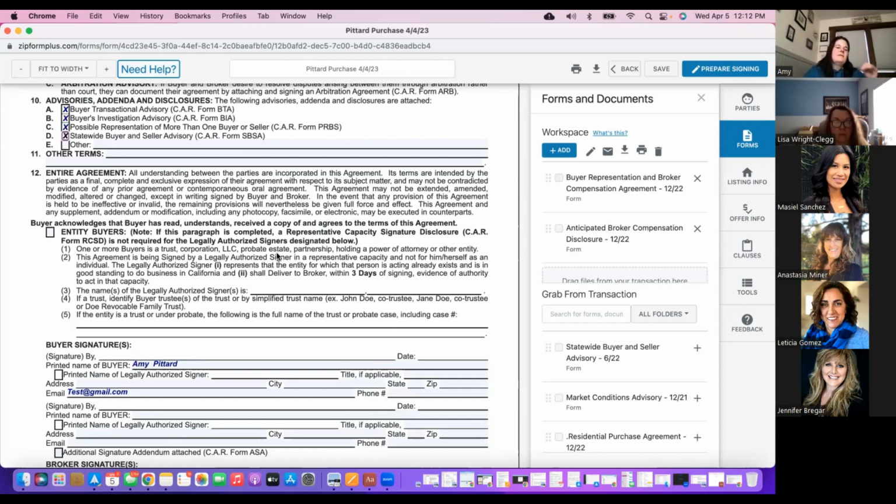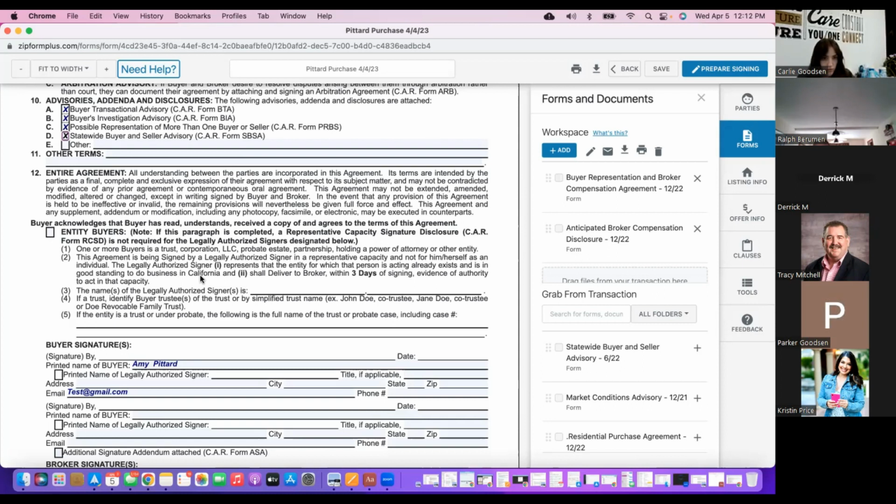It's a representative capacity. This agreement is being signed by a legally authorized signer in a representative capacity and not for him or herself as an individual. The legally authorized signer represents that the entity for which the person is acting already exists and is in good standing to do business in California, and shall deliver to broker within 3 days of signing evidence of the authority to act in that capacity. That would be a copy of the corporation agreement, a copy of the trust, a copy of the power of attorney, whatever that form might be. The name of the legally authorized signer is, right?